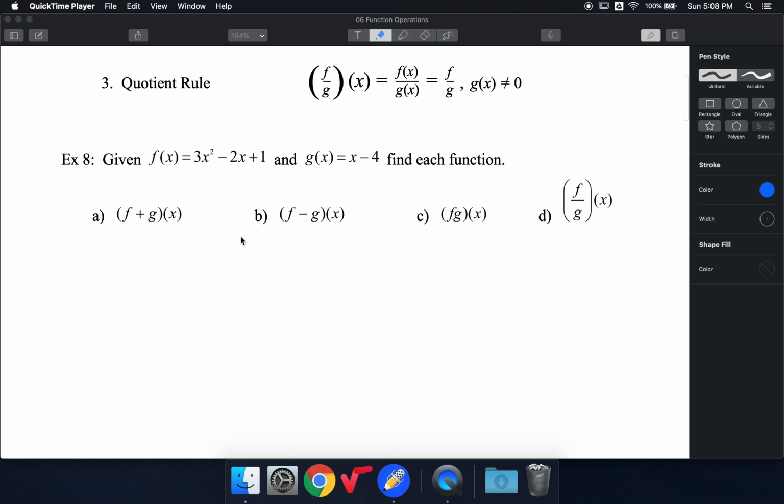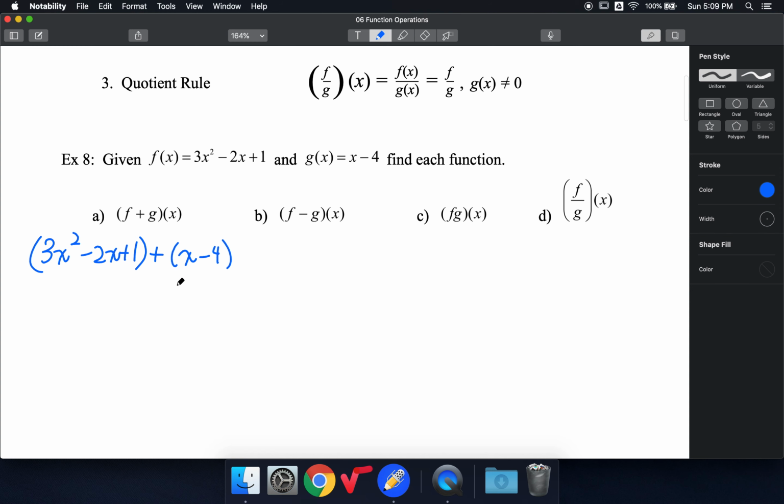So I have that my f of x function is this quadratic and g of x is this linear function. So if I'm going to find f plus g of x, well, I'm going to think of 3x squared minus 2x plus 1 plus the whole g of x function. And I want to make sure to use my parentheses just in case I have negatives, so I don't end up making negative errors. But now it's just a case of collecting like terms.